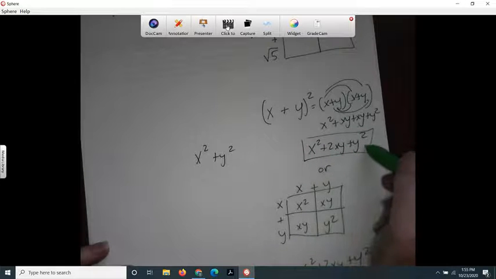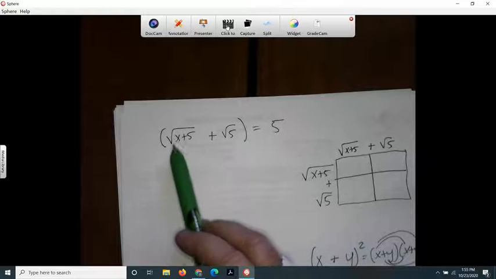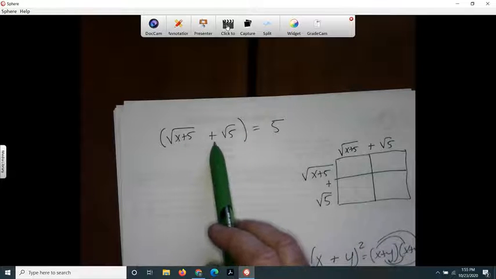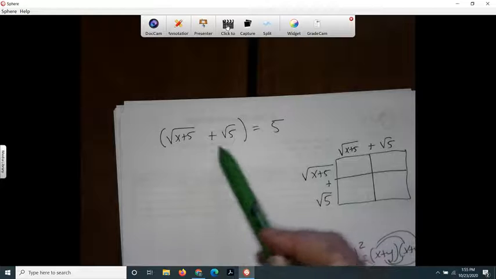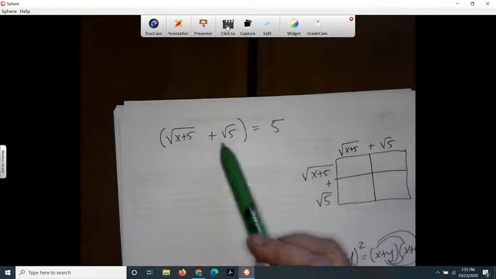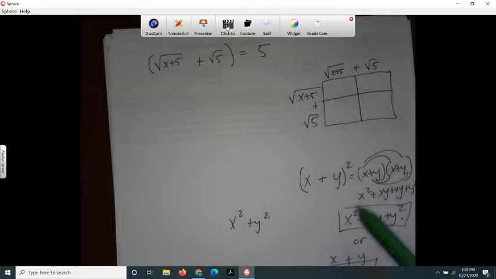So if I wanted to square this, I'm not going to just get x plus 5 plus 5. I'm not going to just square this and square this. I'm going to get 3 terms, not 2, because that's what happens when you multiply.